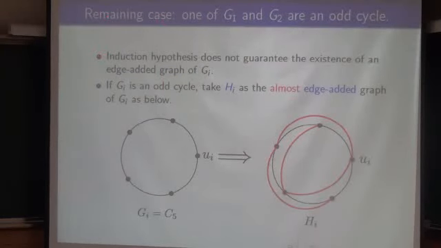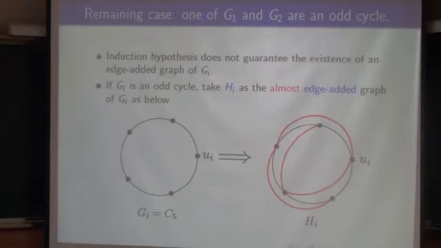The remaining case is that one of G1 and G2 is an odd cycle, right? This is a problem because the induction hypothesis does not guarantee the existence of an edge-added graph of Gi, since a simple odd cycle does not have an edge-added graph. So we can't argue like before. But we will do the following. If Gi is an odd cycle, we will take Hi as the almost edge-added graph of Gi, as below.